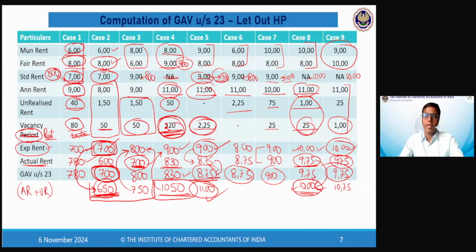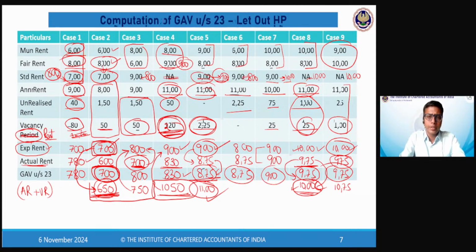So where after adding vacancy, AR becomes correct, in that case AR is my GAV. It will not be 1000, it will be 975. Because if you write 1000, it means indirectly you are paying tax on vacancy rent also, which is not correct. You should not pay tax on vacancy because that was never earned by you. Kaveri, I hope I was able to make this clear to you, right? I've tried to craft such case scenarios where all possibilities are covered.